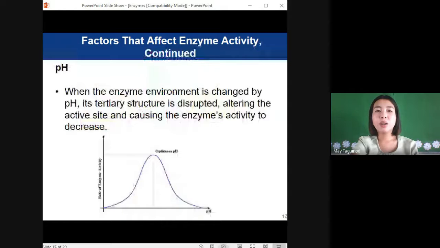Enzyme reactions are affected by reaction conditions like pH. pH is the level or the percent of acidity in an object or food. Enzymes are most active at a pH known as the optimum pH. At optimum pH, the enzyme maintains its tertiary structure and its active site.